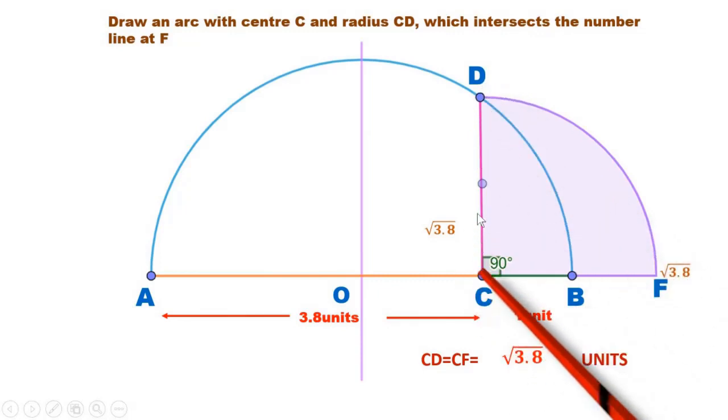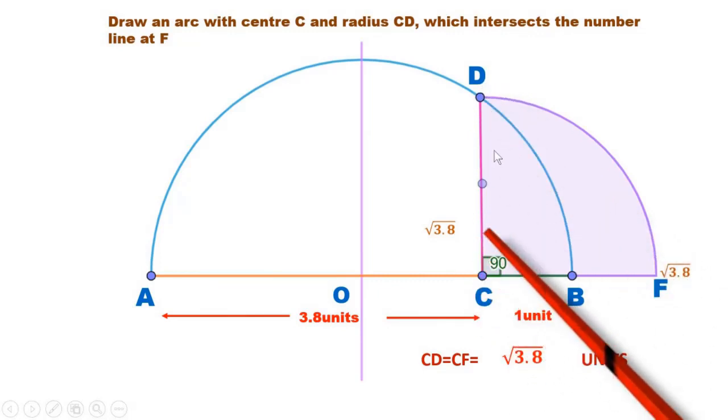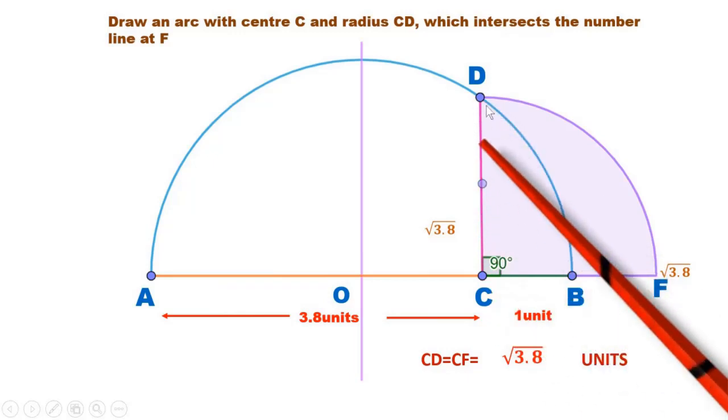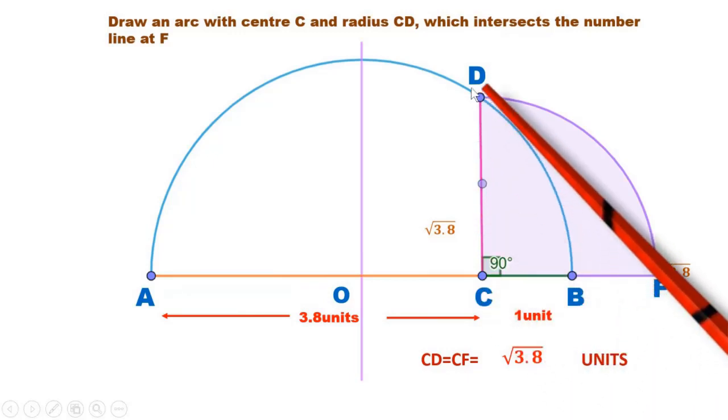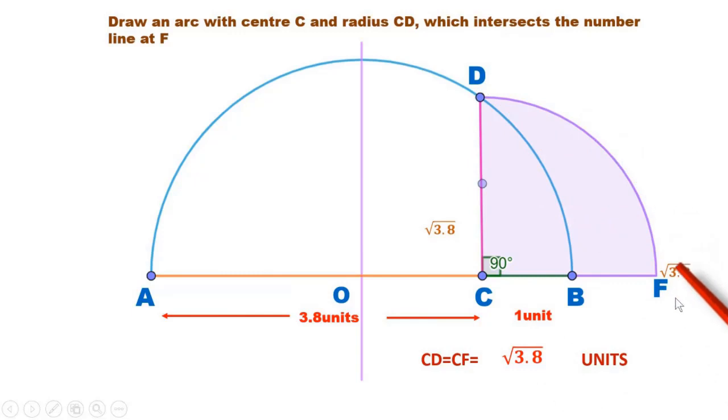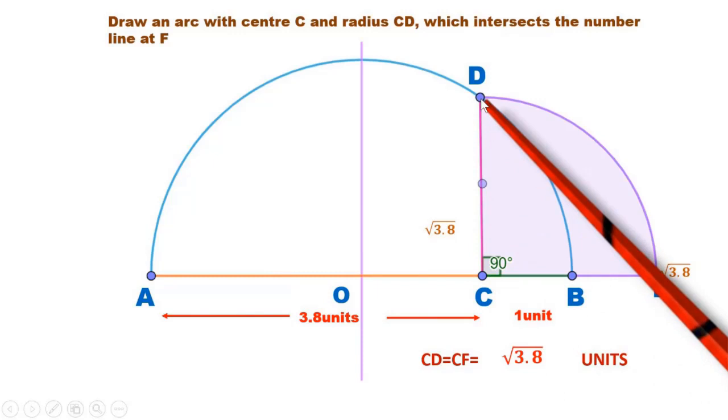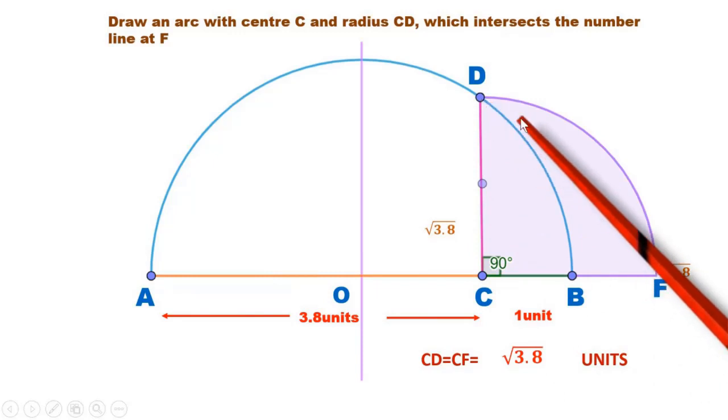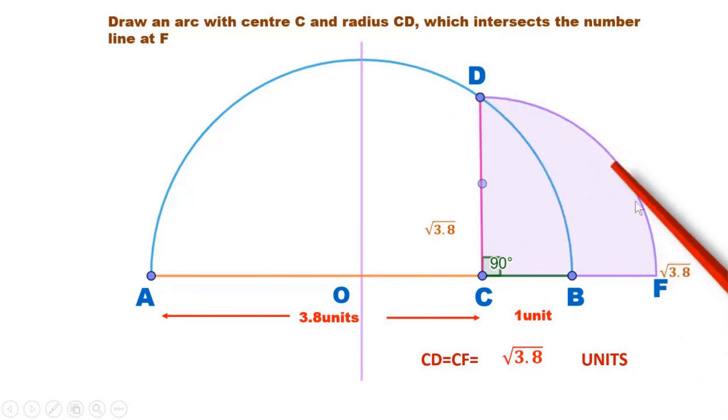Draw an arc with center C and radius CD which intersects the number line at F. For that, you will have to take a compass. Place its vertex at point C. Stretch it up to point D. Let the stretched end fall on the number line at point F. The distance CF is equal to root 3.8.